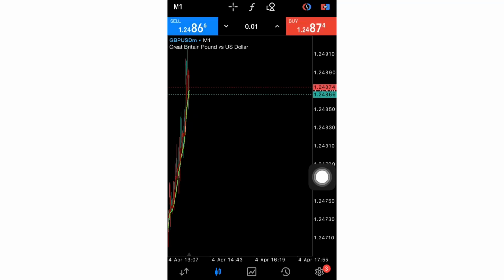Take note of that red line. Watch the red line while I click the buy. I want to click the buy. Watch the red line. Can you see? It buys from the ask price. You see what I'm saying?